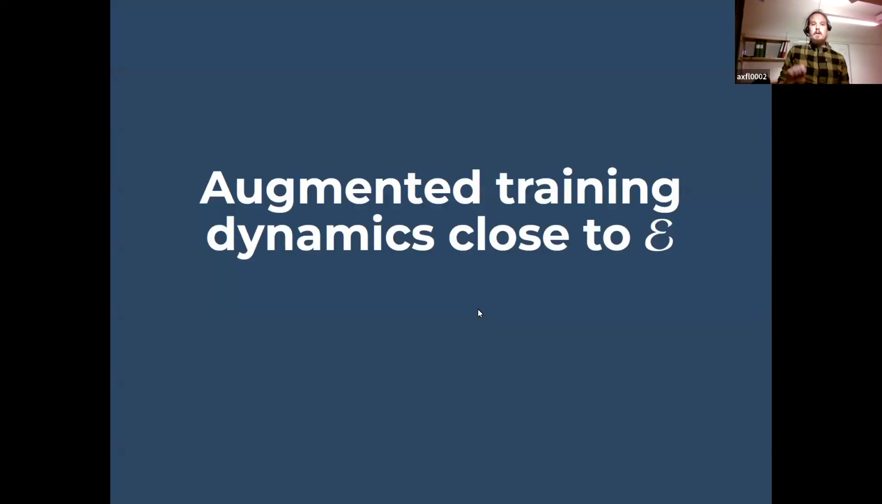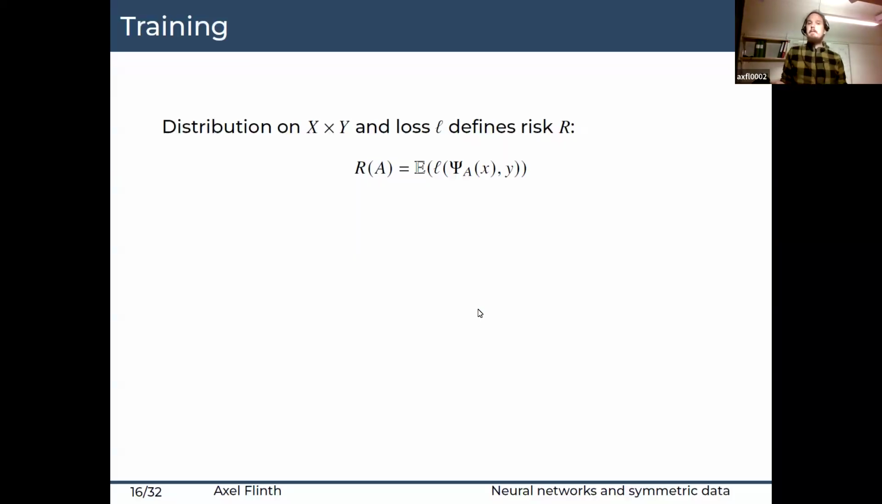So now let's try to analyze augmented training dynamics in this setting. And I can already say that we're going to focus on the training dynamics close to this space of equivariant weights E. So what do we mean by training here? Well, I assume that I have training data distributed in some sense on my space of data and labels. And then if I have a loss function, I can define a risk as follows. So I measure the loss between my output of the network and the label, and then I take the expected value over my distribution.